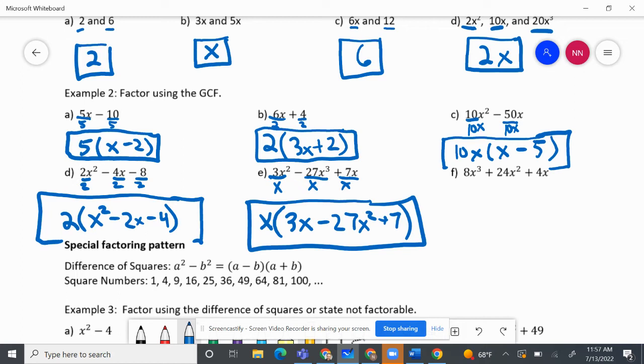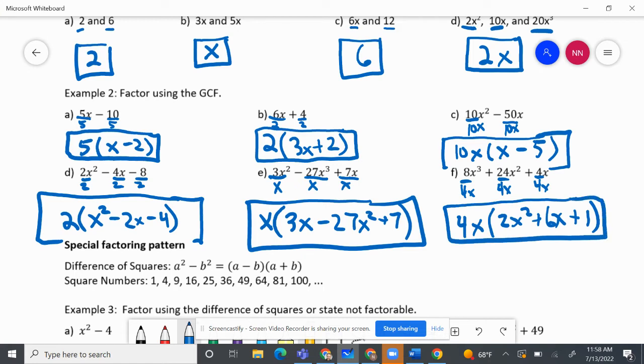Looking at letter F, we see that they have a 4. 4 goes into each one of those. And they also have an x. So we factor out a 4x. Now, if we were to divide each of these by 4x, what we are left with is a 2x squared, and then plus 6x. Now this one, a lot of students will put 0. It's not 0. We're dividing it. And 4 divided by 4 would give us a 1. So we have a 1 for that one, and that would be our answer. Now that's factoring using the GCF.